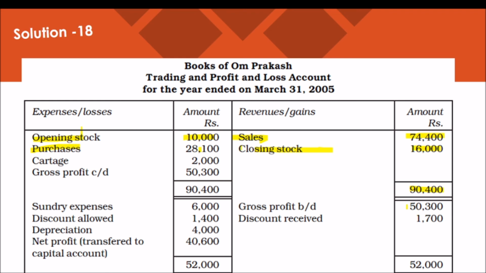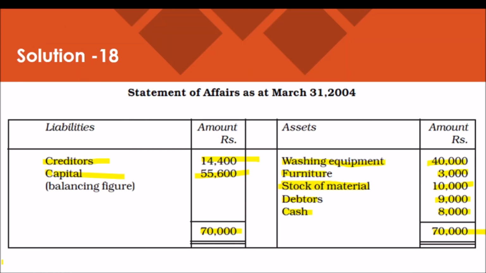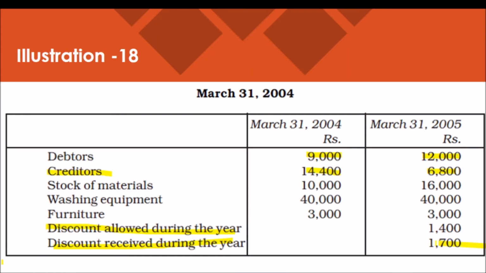And also remember that sundry expense is there in the payment side of the cash book. Discount allowed is there in the additional information. Depreciation we have to calculate, and discount received is also available in the additional information. And we are calculating the total. Before that, how are we getting the depreciation?